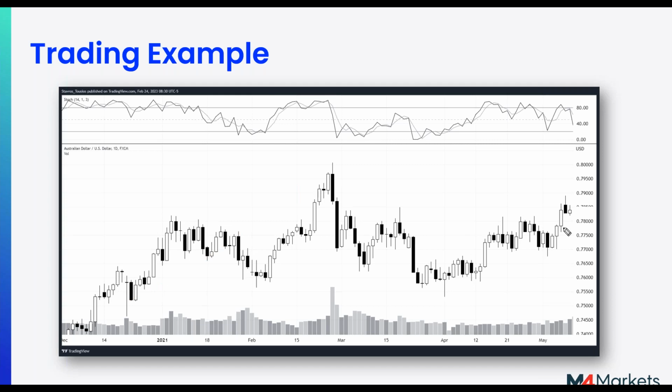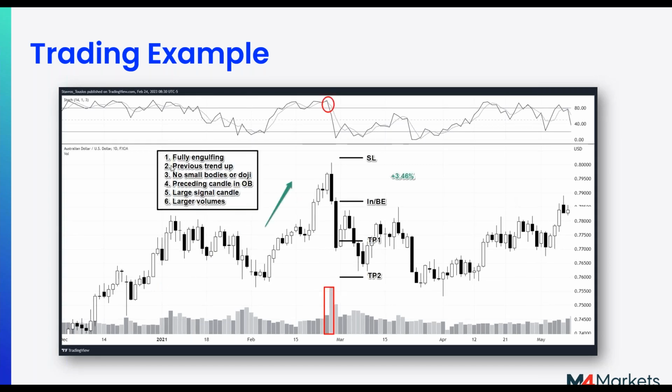So let's look at those all ticked out. Number one, it's fully engulfed in the previous candle. Okay, we have the trend to the upside. That was the previous case, right? We have no small bodies or a doji. This candlestick is not a doji or has, you know, even a small wick. The preceding candle, which is this one, was in overbought territory on the stochastic, guys, which is very important. Okay, and we have a large signal candle as well with large volumes.